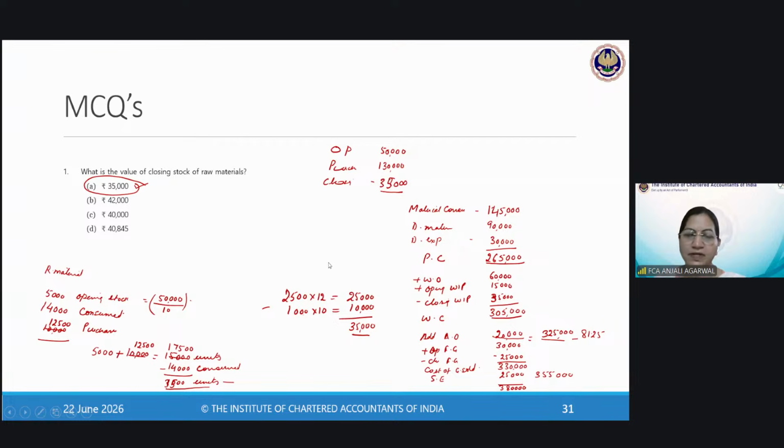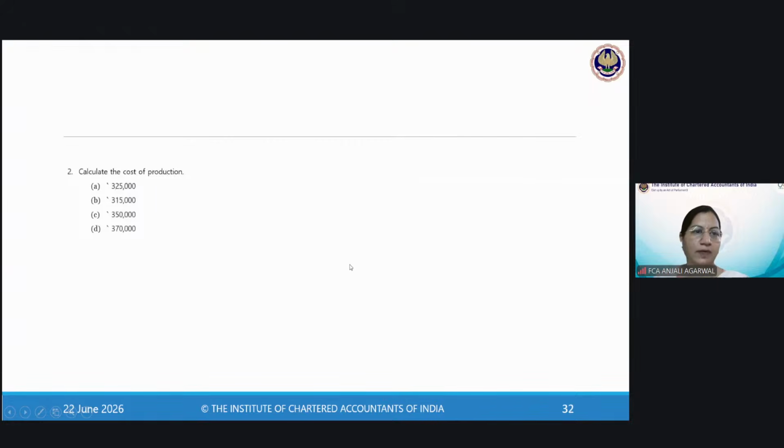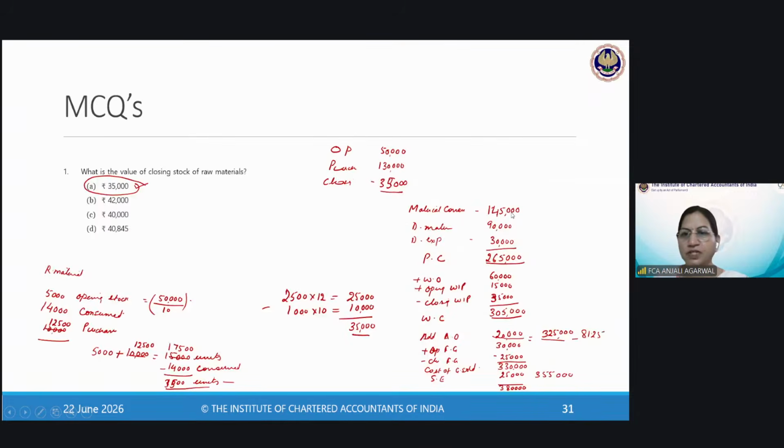So once you have completed the cost sheet, all the rest of the answers are possible. The only problem in this case study was the first part, how to calculate the value of closing stock of raw material. Everything else will fall into place automatically because you have this information put up. So then you keep on calculating.